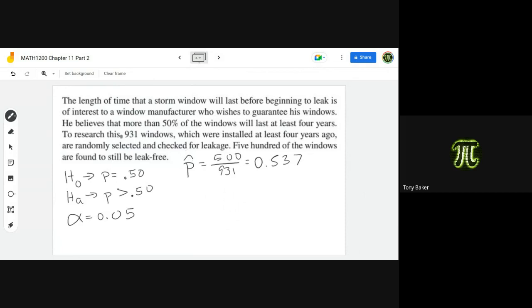That's the percentage. That's the problem. That's the sample they got because they did 500. It's what they did, their sample, their project. So in this case, it says research this: 931 windows were picked, and 500 of those windows were still leak free.